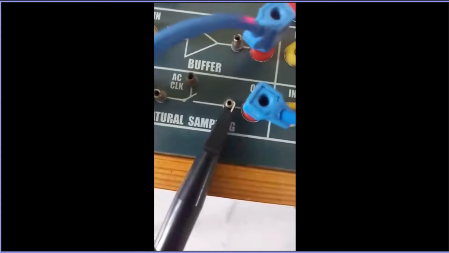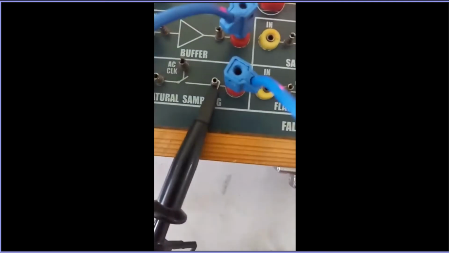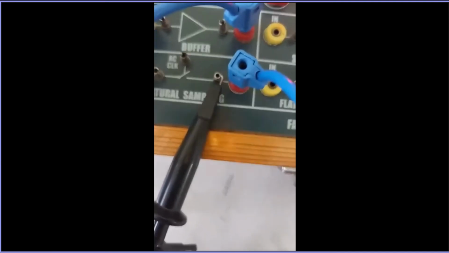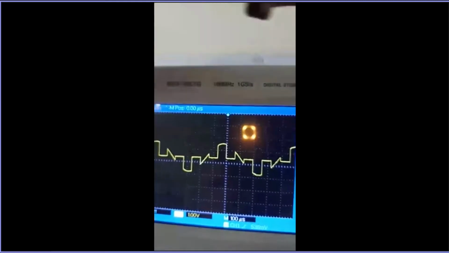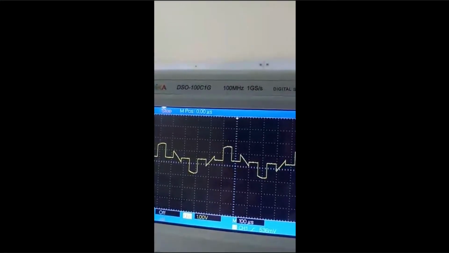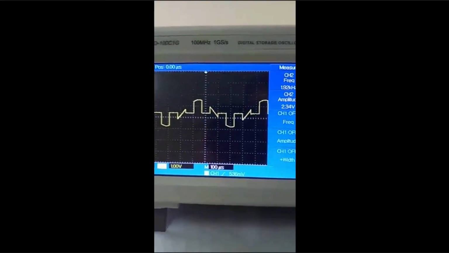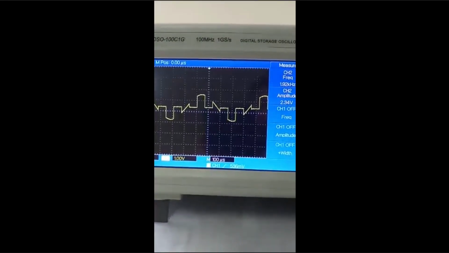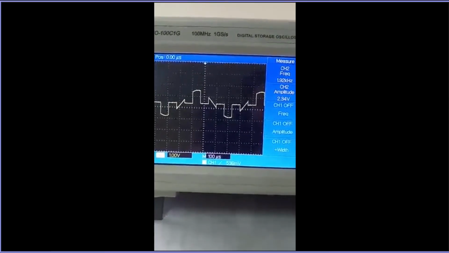So now we are going to collect the reading from the natural sampling. You can see this is the natural sampling section. It is mentioned here. Please have a snapshot of this. Natural sampling section for the same input, and this is the output that we are getting. Please have a snapshot of this. This is the output of the natural sampling.